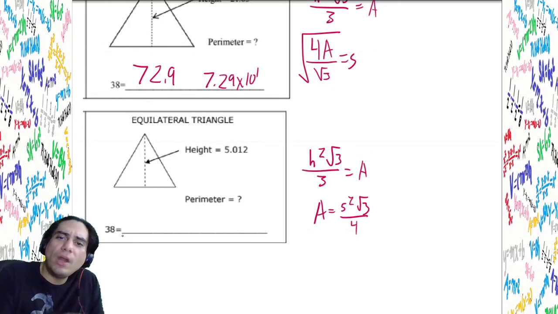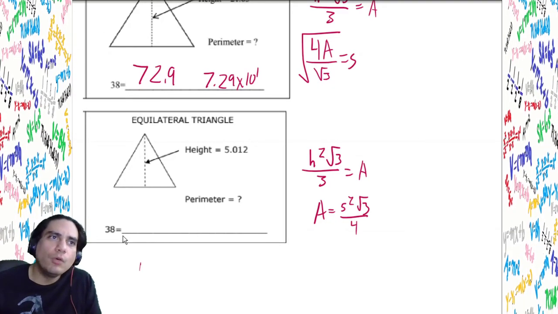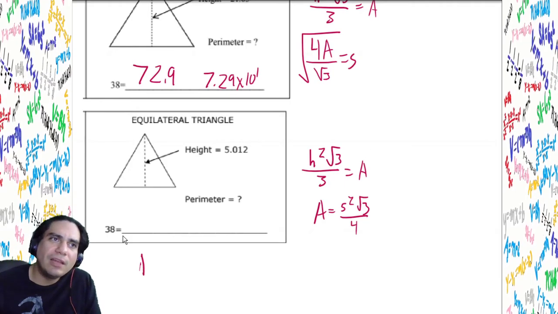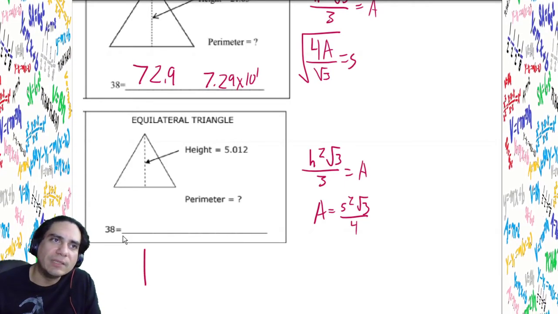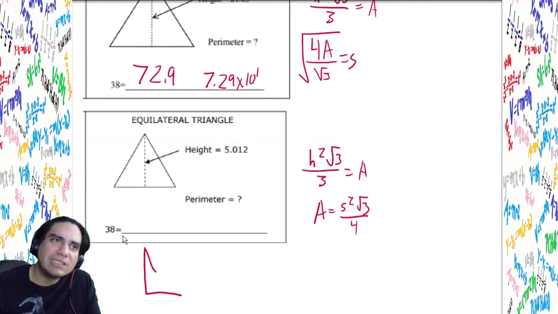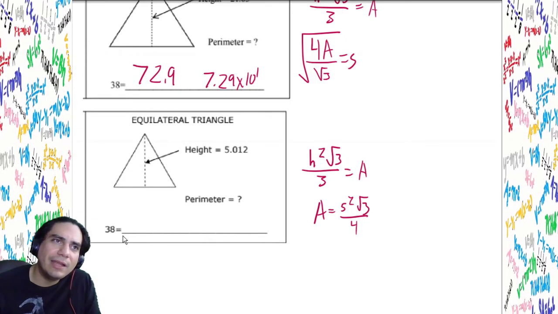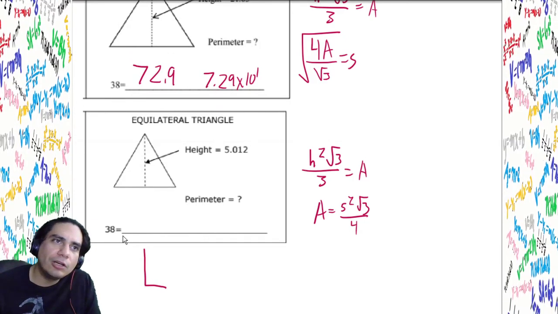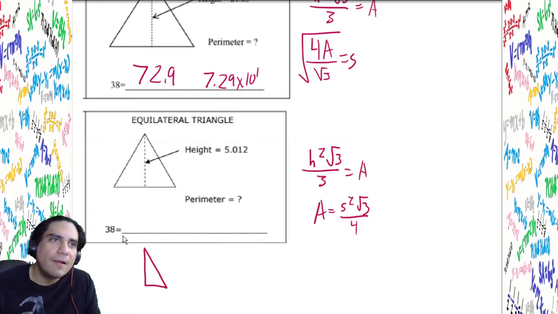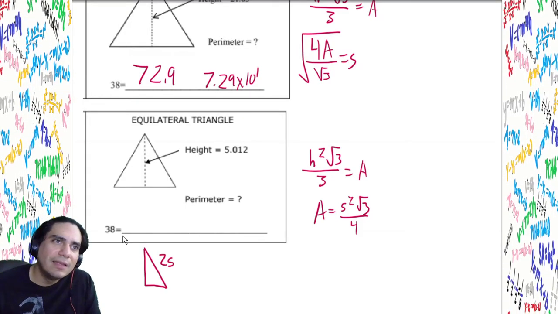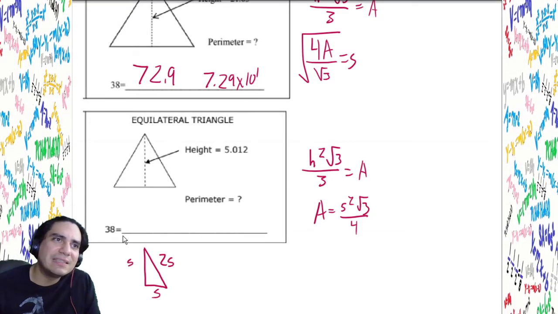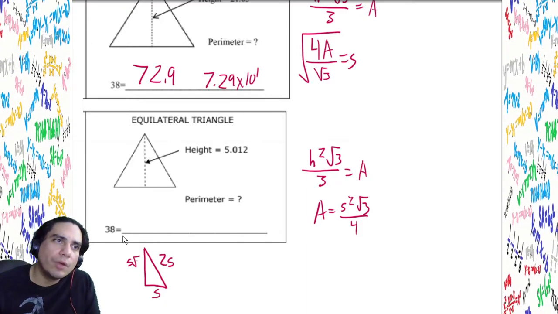And if you want to do that, what do you mean, Mr. DeGuy? I'll draw it for you one more time so you guys can see it. Well, let me go ahead and undo those two little lines because those were terrible lines. That 30-60-90 triangle right there, remember, this side is 2S. This side is S, and this is S times the square root of 3.